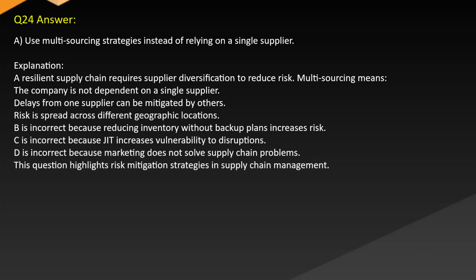B is incorrect because reducing inventory without backup plans increases risk. C is incorrect because JIT increases vulnerability to disruptions. D is incorrect because marketing does not solve supply chain problems. This question highlights risk mitigation strategies in supply chain management.